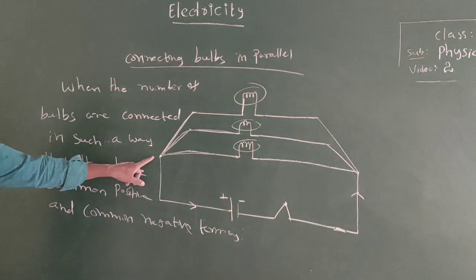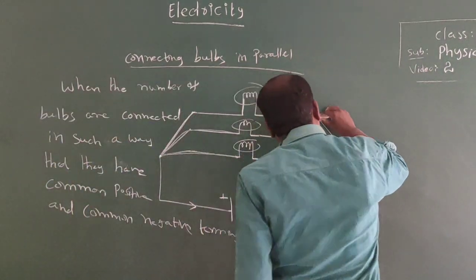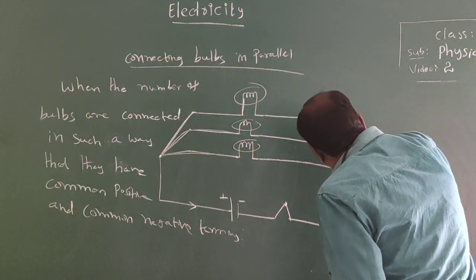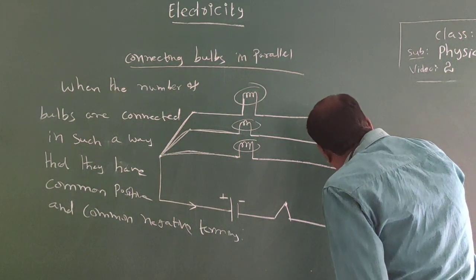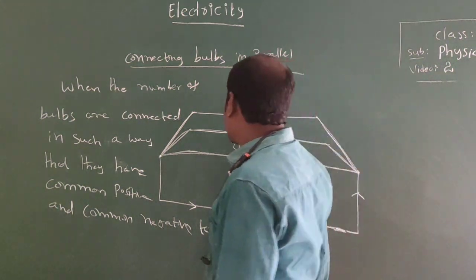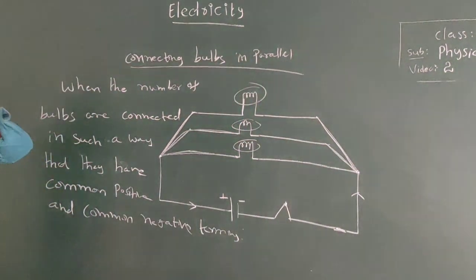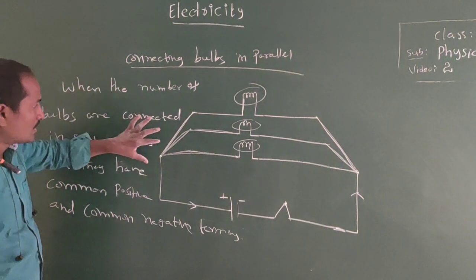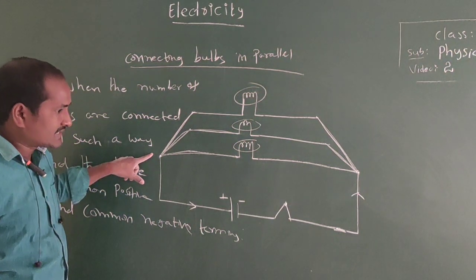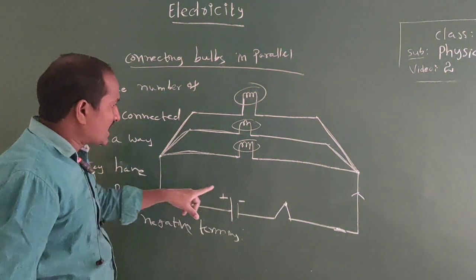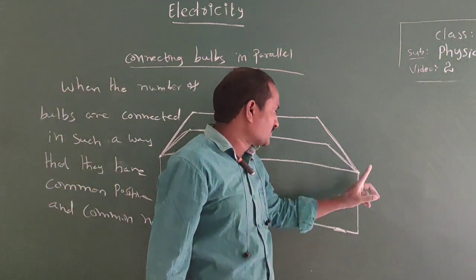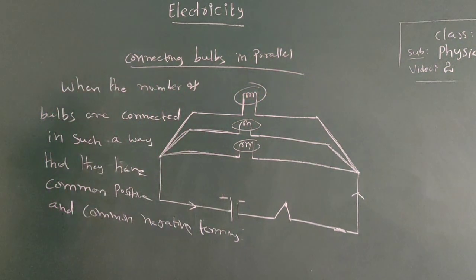are connected to one end. At the same time, all the negative terminals are connected to one end. In series, positive is connected with negative, and negative is connected with positive. But in parallel, all positive terminals are connected to one single point, and all the negative terminals are connected to a single point. It is about a parallel circuit.